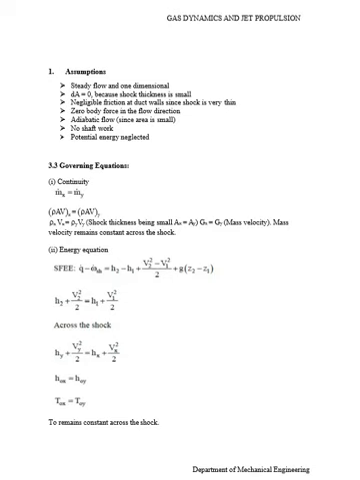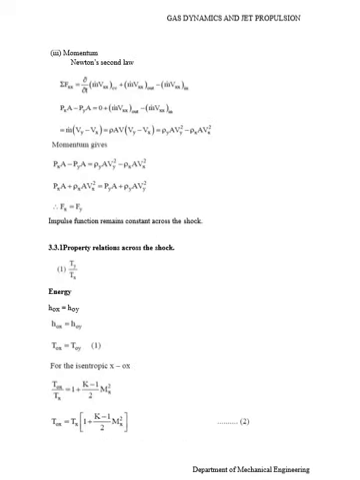The governing equations of the normal shock. First, the continuity equation, that is mx equal to my. Next, the energy equation: using the steady flow energy equation, T naught x equal to T naught y and H naught x equal to H naught y. These two remain constant across the shock. And the third one, the momentum equation: using Newton's second law, we get the impulse function, Fx equal to Fy. The impulse function remains constant across the shock.